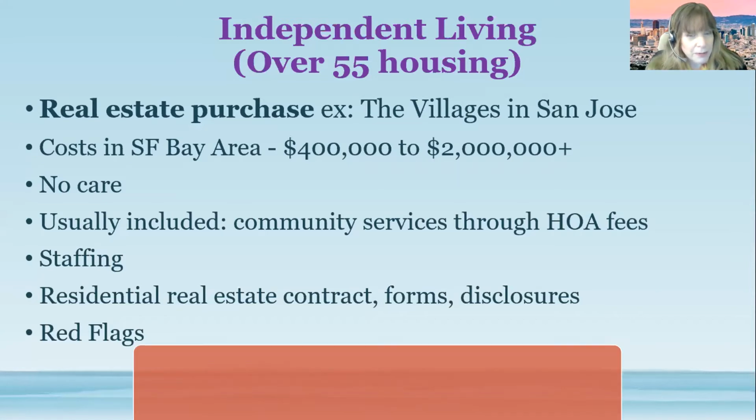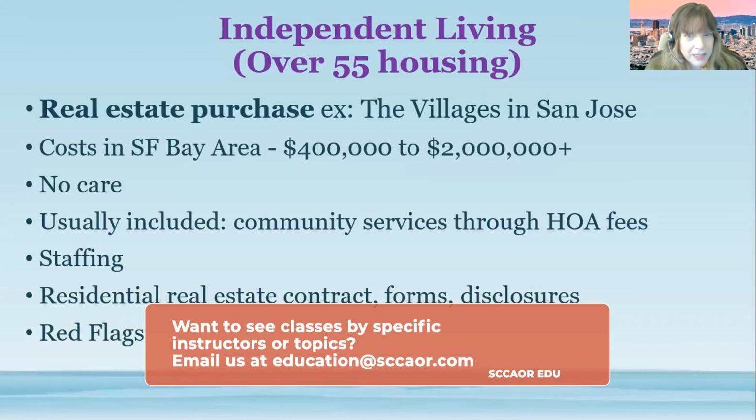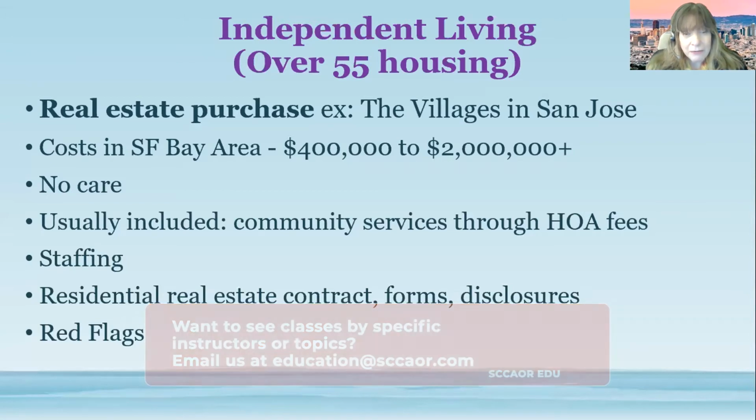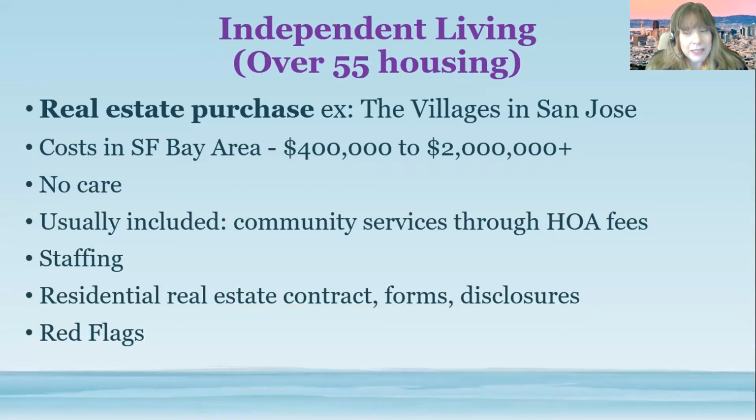So what you should know about that are the residential real estate contract forms, which you probably already know since you belong to SCORE. So there isn't usually anything additional other than reviewing the HOA documents. The red flags are, really the thing I see the most with people moving into over 55 communities is the failure to have any kind of estate plan in place or any power of attorney or anything.